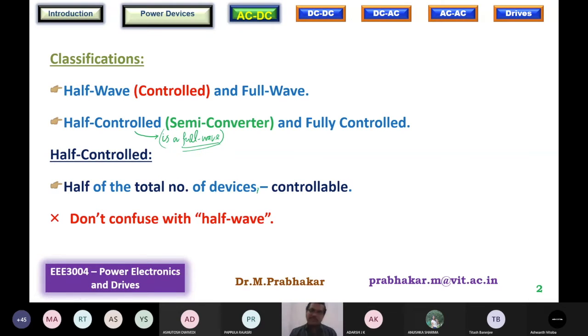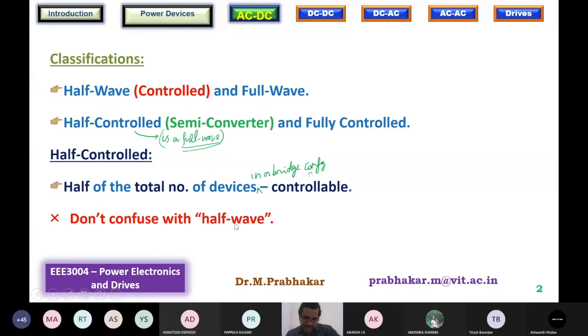That's all. So if you take a single phase bridge, the half controlled converter will use two diodes and two SCRs. If you take three phase, 3 diodes, 3 SCRs. But it will rectify both the half cycles. Please understand that. Don't confuse it with half wave. Now, we will start with this half wave controlled converter with RL load.